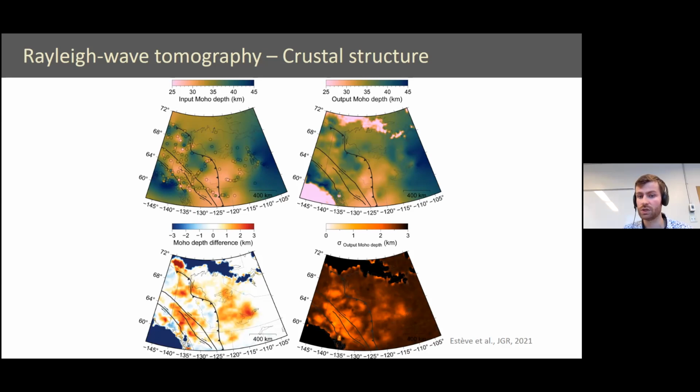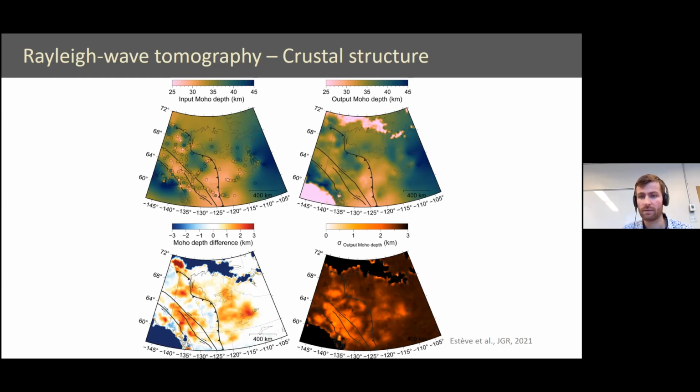But we note that some regions show relatively deeper MOHO, such as here in the northwestern part of the Mackenzie Mountains. And that was interpreted to reflect maybe the stacking of different crusts of accreted terranes, that they were stacked here against the Cordillera deformation front. And that could have a Laurentian origin, or that could be of Cordillera origin.